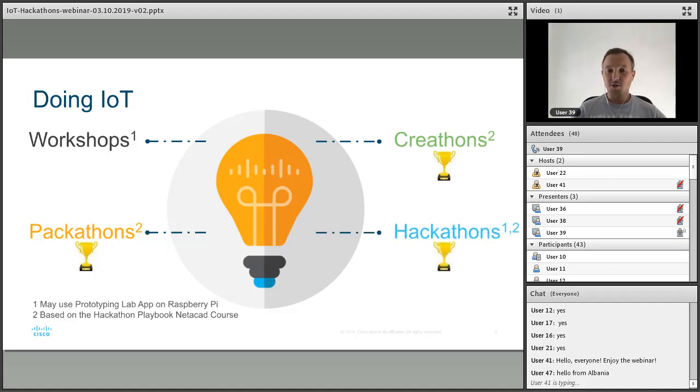And of course, we are doing a lot of hackathons. We are using some special software solutions, like one of them is Packet Tracer, as I mentioned. Another software solution is called a prototyping lab application. It is running on Raspberry Pi microcomputer. We have designed this tool specifically to ease life of our students in the idea of quick and simple prototyping. So we have a lot of solutions in Networking Academy. We even have a special course, which is called Hackathon Playbook.